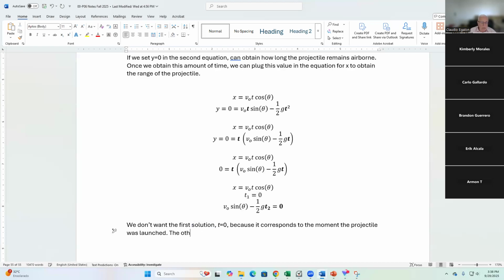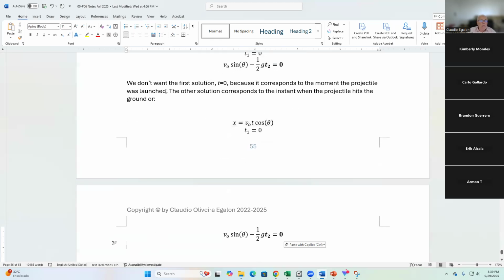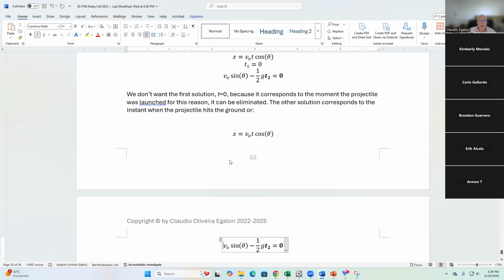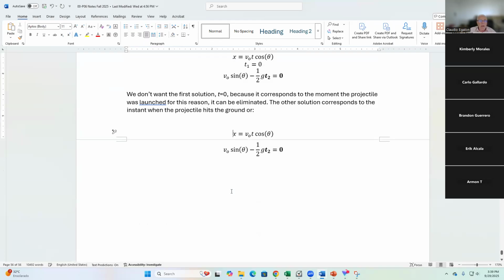The other solution corresponds to the instant when the projectile hits the ground. For this reason, the first solution can be eliminated. Now I'm going to eliminate the T1 here. We don't need T1, but we need the other one.